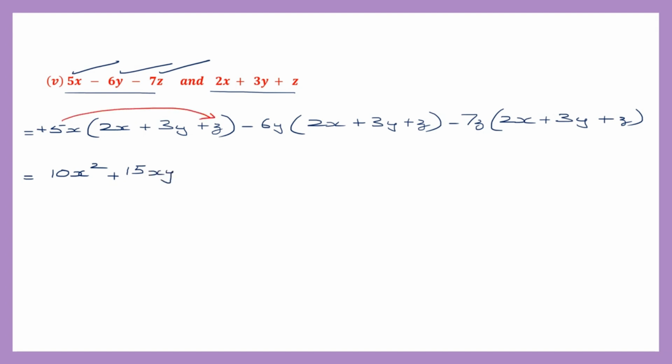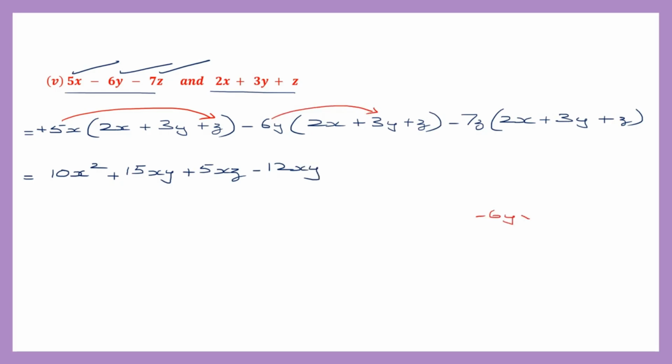Next one is 5x into z. The sign is plus. The number is 5. x into z is xz. Now let's go to the next one. So here we have minus 6y and 2x. Shall we do it separately to make it easier for you? Into 2x. The sign is minus. Multiply the numbers. 6 2's are 12. y into x is yx or xy. So this is minus 12xy.